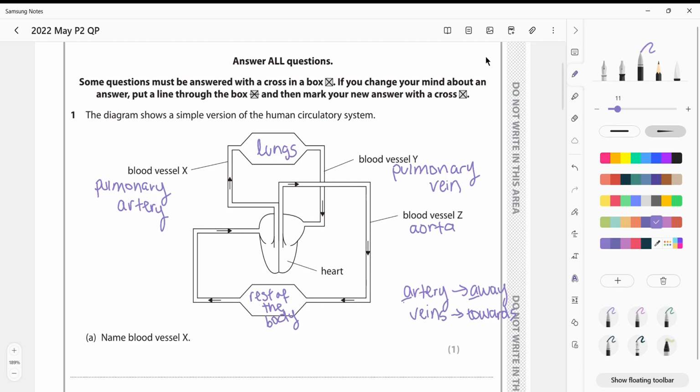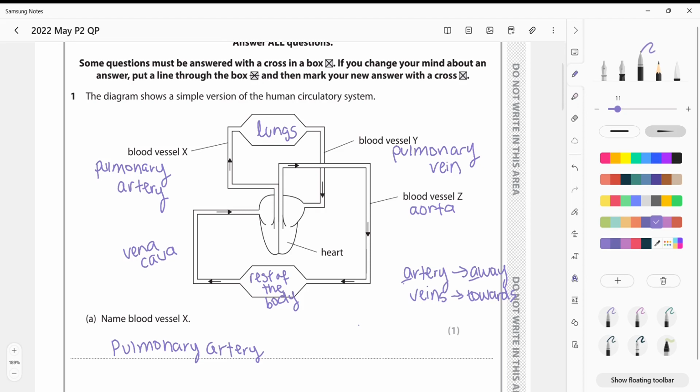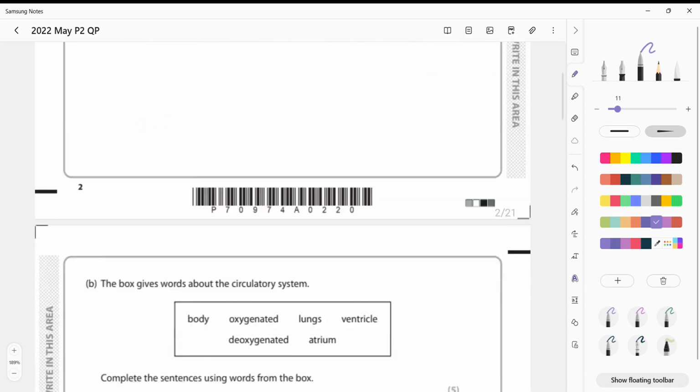And lastly, this blood vessel over here is carrying blood from the rest of the body back to the heart. That would be the vena cava. So the vena cava is the largest vein that we have. Okay, so to answer part A, name blood vessel X, that would be pulmonary artery. All right. Okay, let's move on to part B.